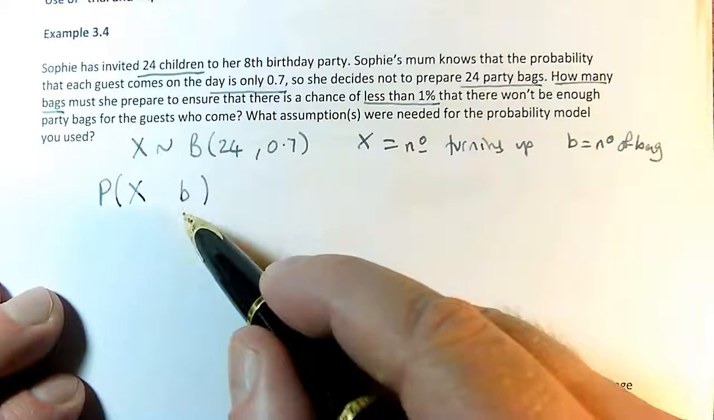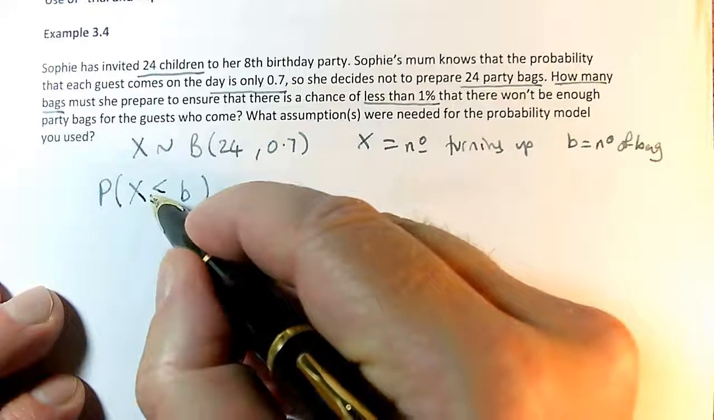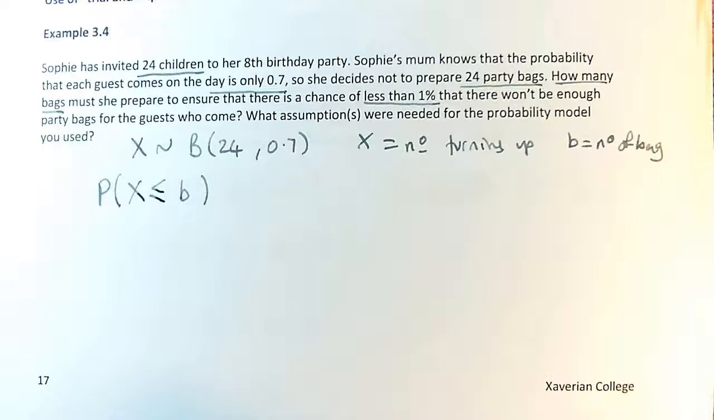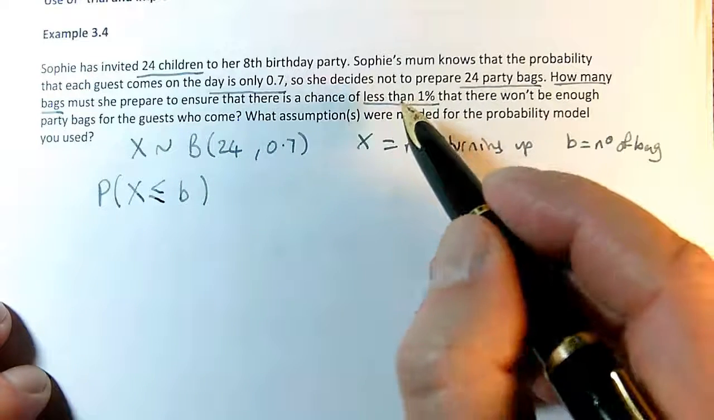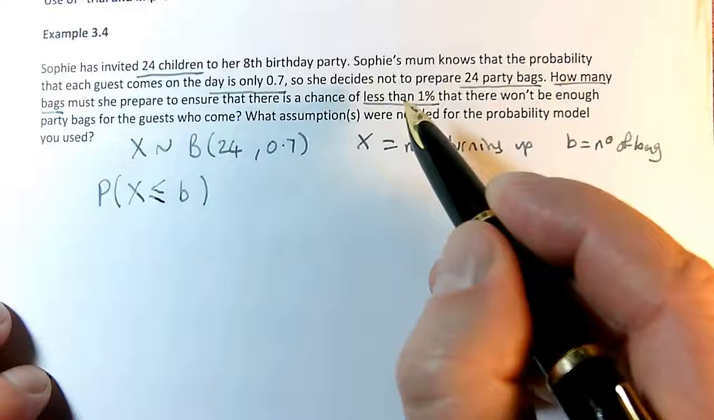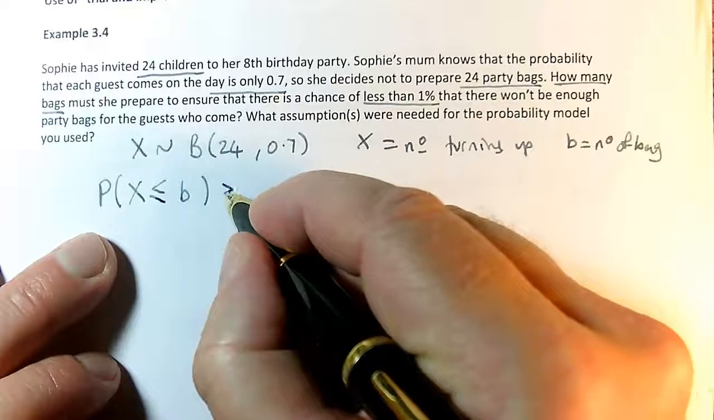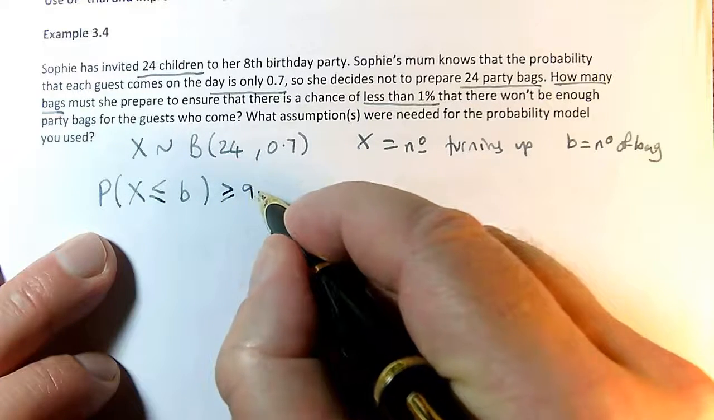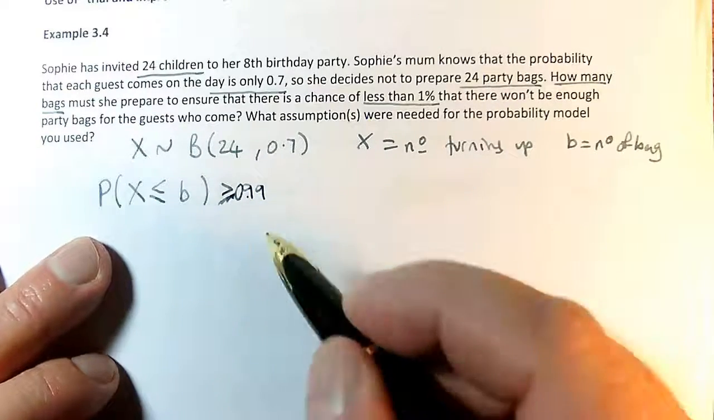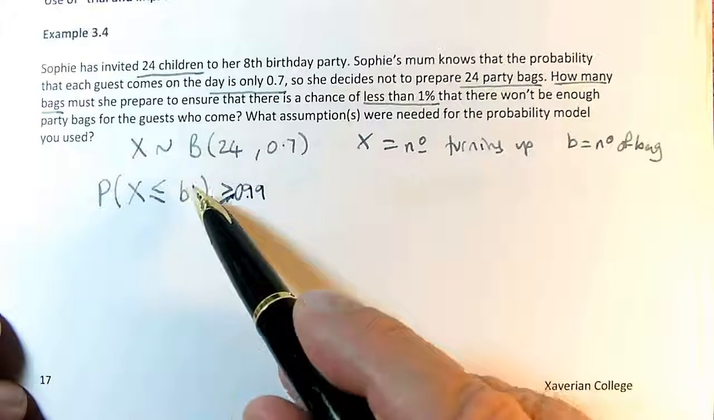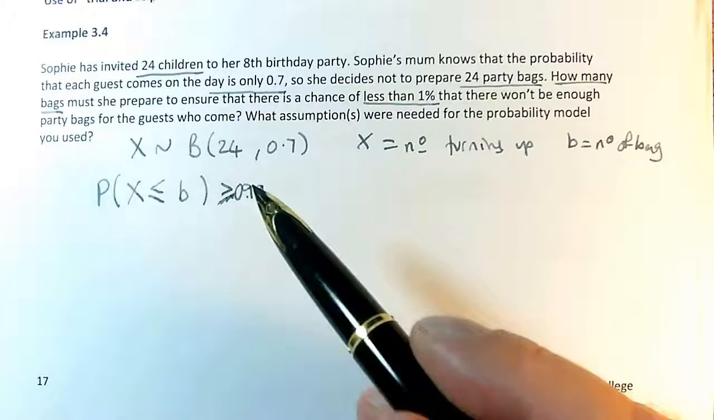Okay, if x is b, then she's all right. There's a bag for everybody. If x is less than b, she's also all right. So the probability of x being less than or equal to b is got to be high enough. So less than 1%, that's the probability that she won't have enough bags. I want the probability that she does have enough bags to be at least 99%. In fact, I need it to be greater than 99%, so the probability that she runs out is less than 1%. So, all right, I've got my x set up, so I could now start trying out values of b.